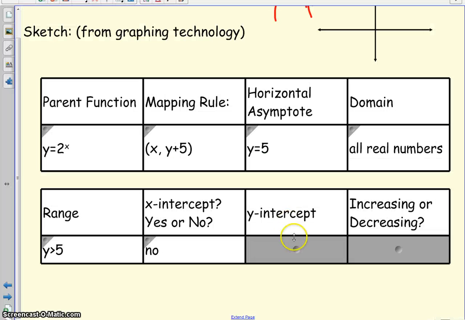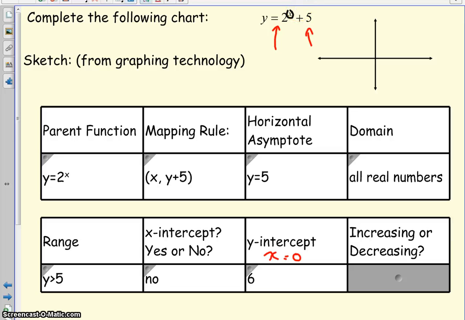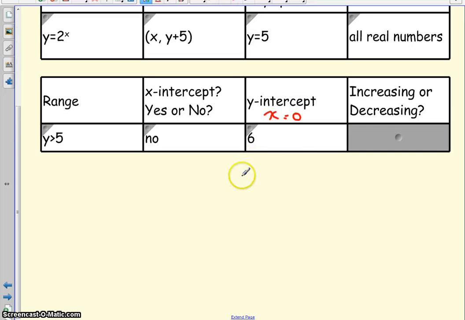Now how would you calculate that? Remember, you can always calculate the y-intercept because it always occurs when x is equal to 0. So we can take our equation here, which in this case was y equals 2 to the x plus 5, and sub in x equals 0. We'd have y equals 2 to the exponent 0 plus 5. And you know from your exponent laws from earlier in this chapter that 2 to the exponent 0 is 1. So you get 1 plus 5, which is where you get y equals 6 for your y-intercept.